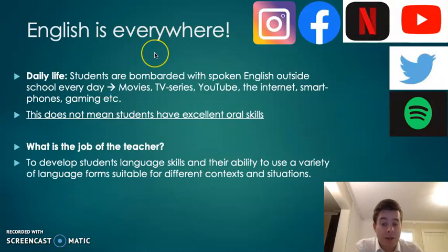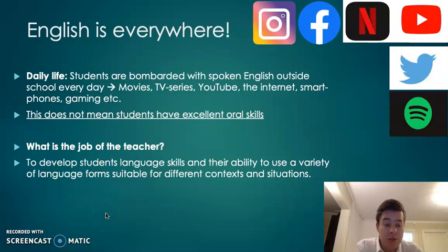English is everywhere. In daily life, students are bombarded with spoken English outside school every single day. They watch movies, TV series on Netflix, they watch YouTube clips, they are on the internet surfing, they are on their smartphones every day, gaming, etc. But this does not mean that the students have excellent oral skills.